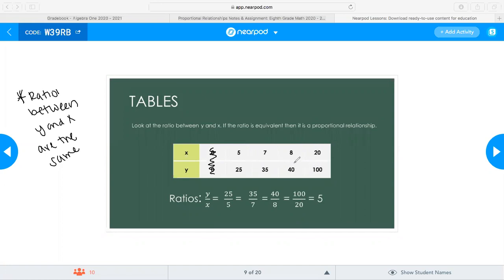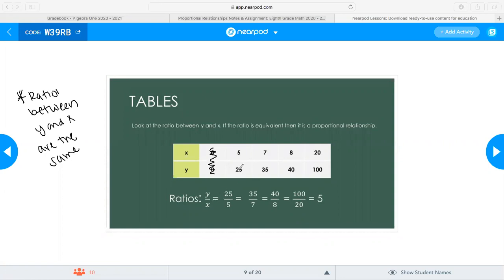So I want to see if the ratios between y and x are the same. In your journal, make sure you're setting up the ratios as well. We're going to do the ratio y over x. The reason I keep saying y over x is that I want to keep in step with how we do slope and graphing. We always had our y on top. Also, y over x will help us get our equation for this table.